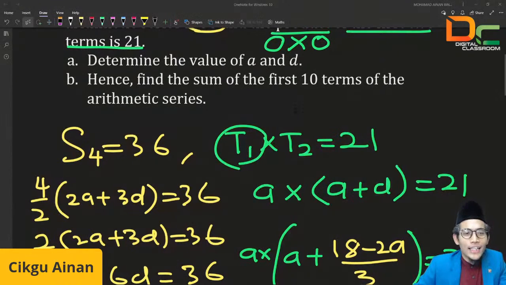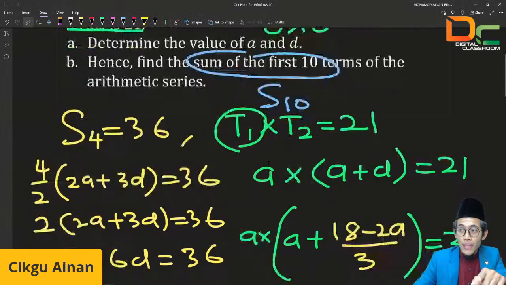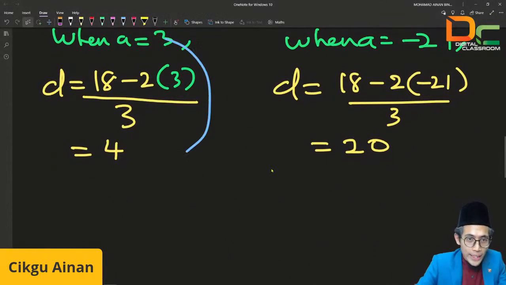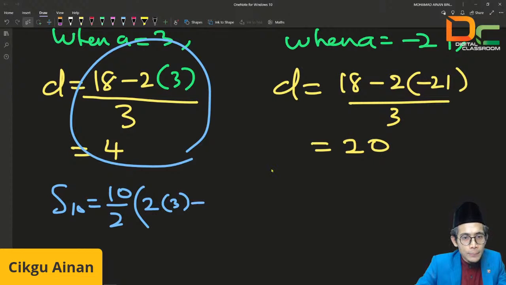Okay. Now, hence find the sum of the first 10 terms of the arithmetic series. So what does this one want? It wants the sum of the first 10, so S10. Okay. For each one of them. Don't find just one, because we get 2, right? Okay. So when A is 3, we get the S10. So 10 over 2, 2A, A is 3, plus 9. D is 4.